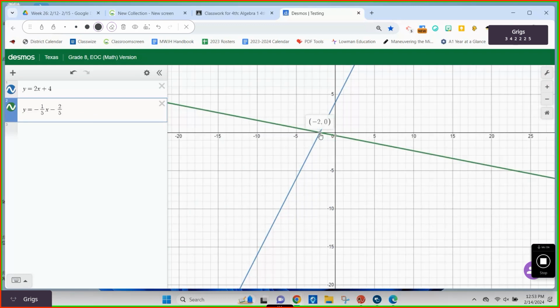Yes. Yeah. Negative 2, 0. So, technically, I have one, right?